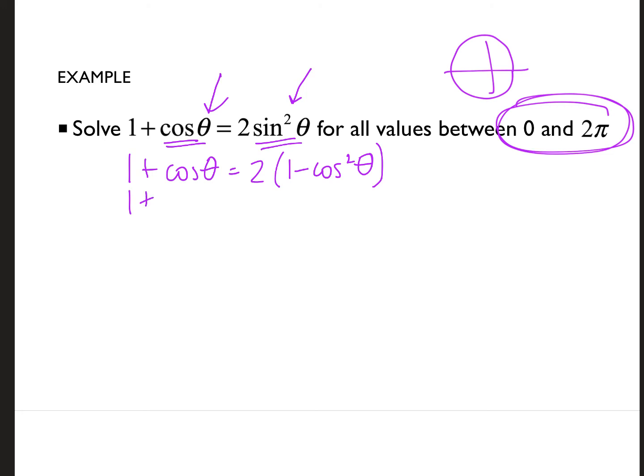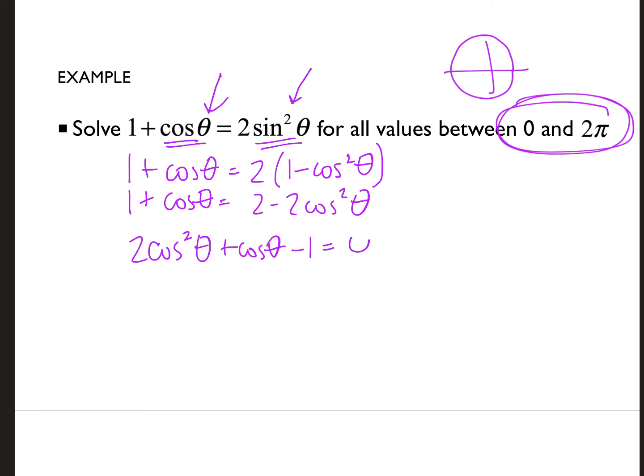All right, so now if I just distribute, and I move everything to one side and collect my like terms and set it equal to 0, I get 2 cosine squared theta plus cosine theta minus 1 equals 0. And this factors actually beautifully to be 2 cosine theta minus 1 and this to be cosine theta plus 1.